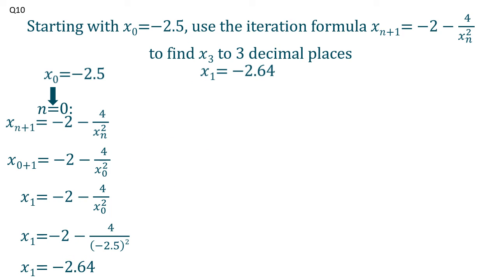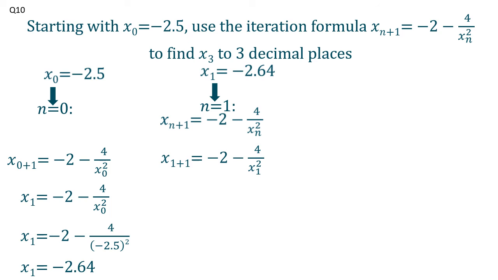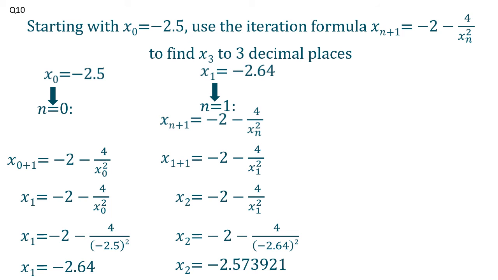Starting again with x1 equals minus 2.64, we can now use n equals 1. Substitute all the n's for 1 in the iteration formula. We know 1 plus 1 equals 2, so we can see that we're calculating x2. We've already found x1 equals minus 2.64, so we can substitute that in. Putting this into a calculator, we get x2 equals minus 2.573921.